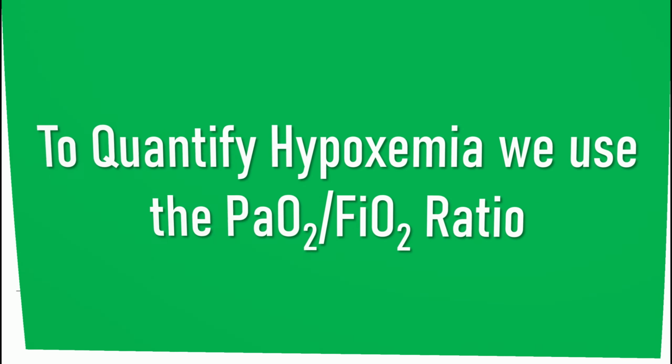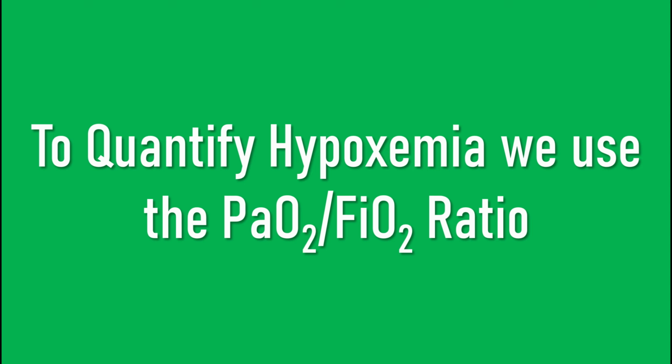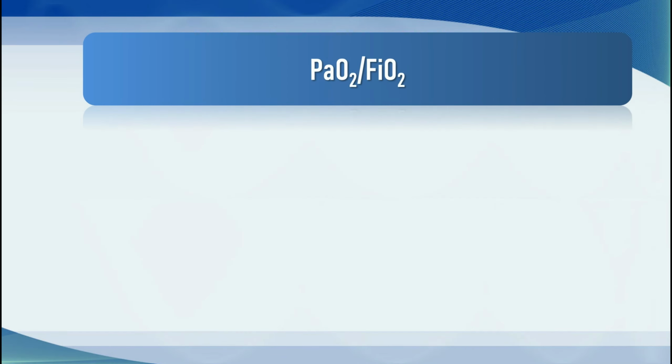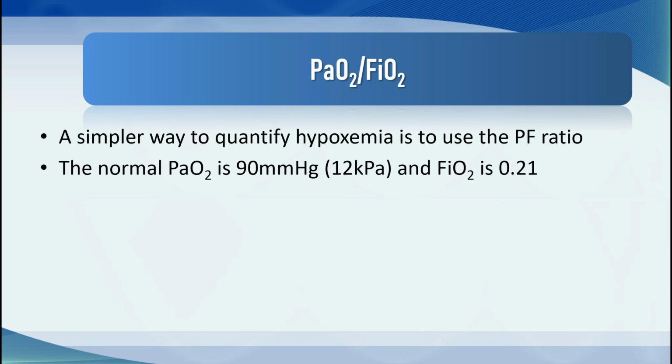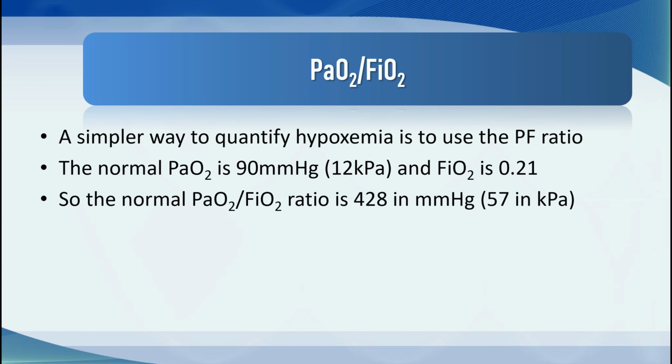So these days, to quantify hypoxemia in critical illness, we use the PaO2 divided by the FiO2 ratio. This can be calculated in millimeters of mercury or kilopascals. The PF ratio, PaO2, FiO2 ratio is such a simple way to quantify hypoxemia. The normal PaO2 is 90 millimeters of mercury or 12 kilopascals. The normal FiO2 is 0.21. So the normal PaO2 divided by FiO2, that's PF ratio, is 428 in millimeters of mercury, 57 in kilopascals.